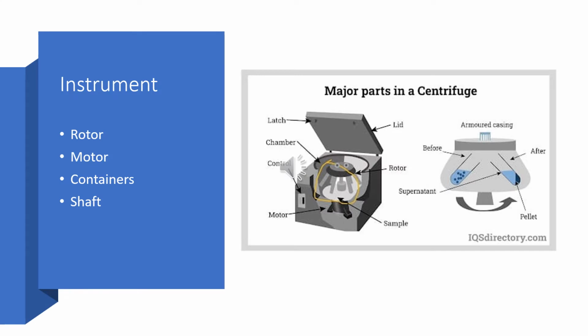Here is the basic structure of a centrifuge. The major parts of the centrifuge are rotor, motor, containers, and the shaft. The rotor is designed to hold the tubes of the material to be separated, and the rotor is fitted on the top of the device shaft that is in turn attached to a motor. While the centrifuge is turned on, the device shaft rotates and the containers spin very fast, exerting a force which causes sample particles to sediment.